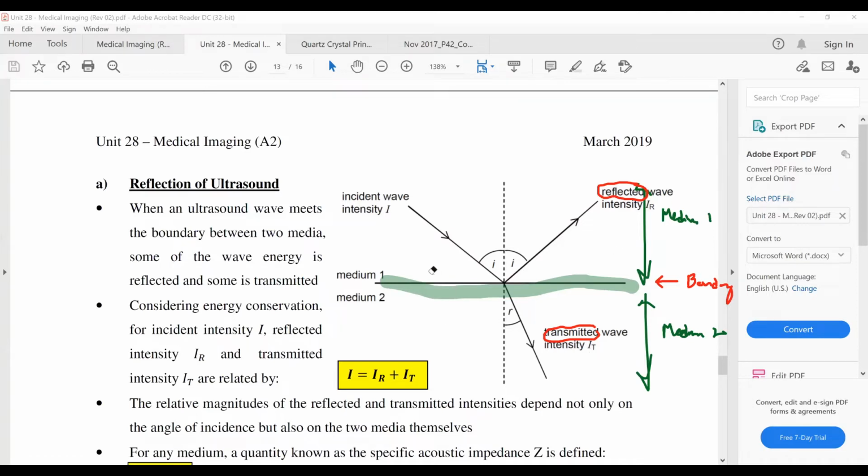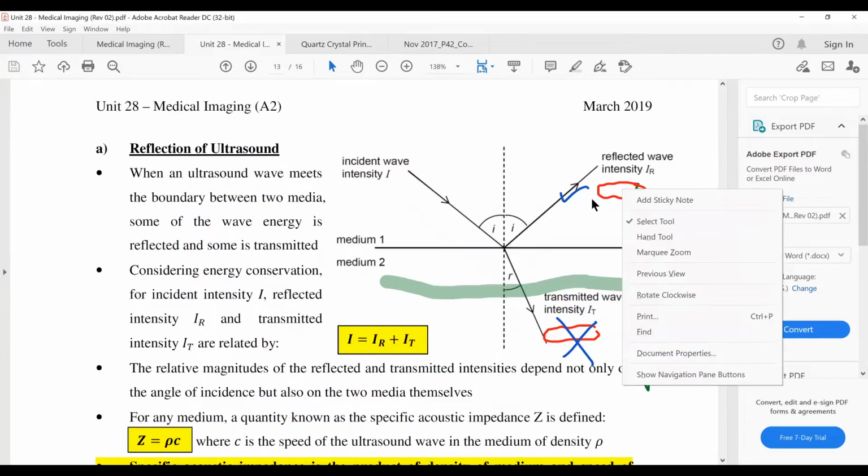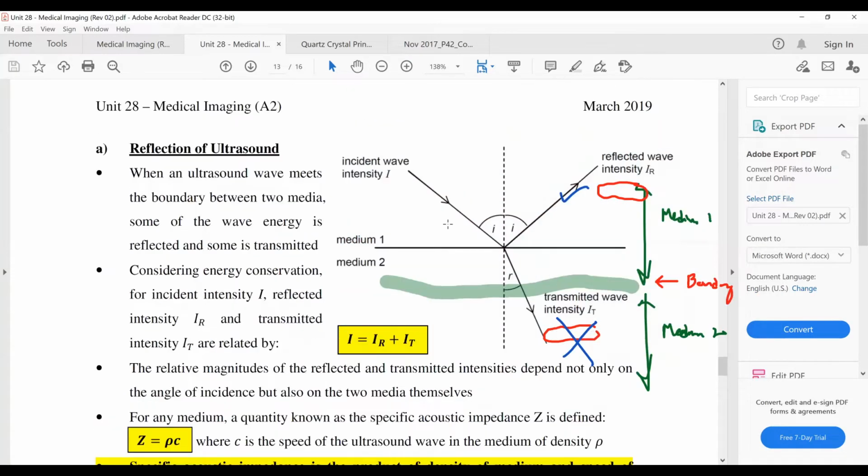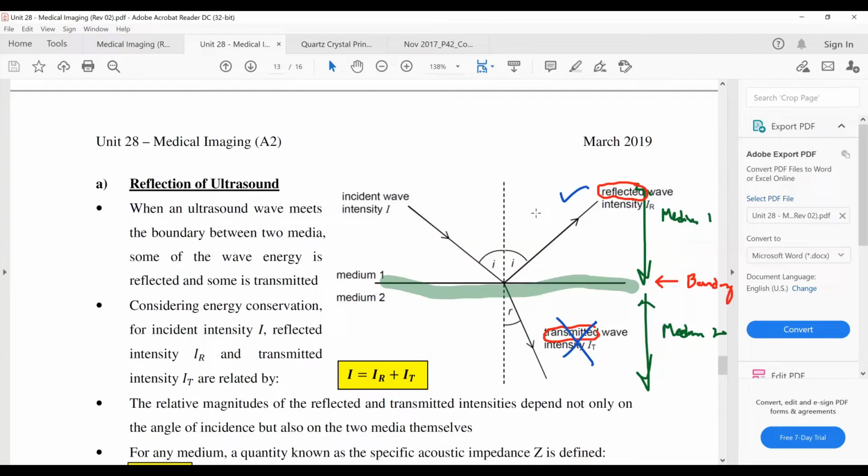Okay, now when it comes to producing an image of your body structure, as I mentioned to you earlier just now, we do not make use of the intensity that has actually passed through your medium to make an image. We make use of the reflected intensity to make an image. Okay, so we need to take the reflected intensity. We need to find a way to capture that reflected intensity and make use of it to produce an image of your body structure.